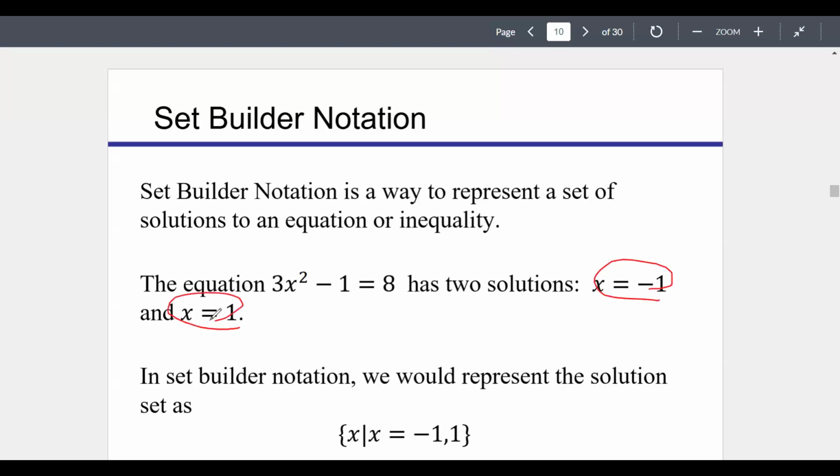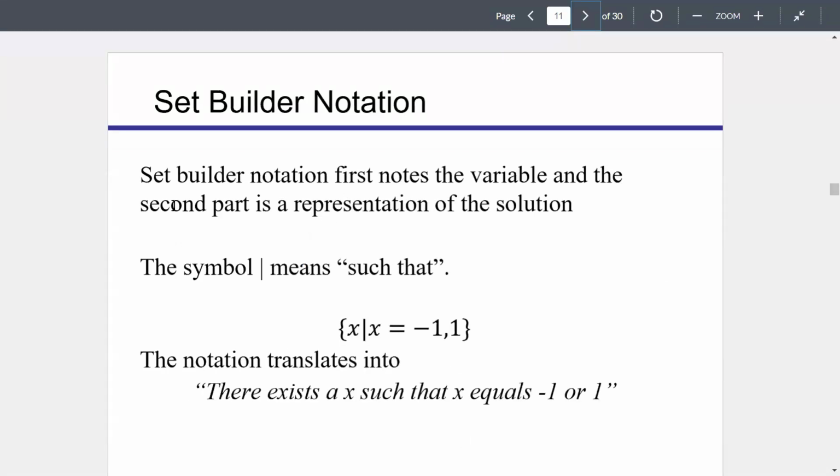x equals -1 and x equals 1 are both solutions to that. In set builder notation, we would write this as x, this bar, x is equal to -1 and 1. It seems like a bunch of extra work, but we use set builder notation for more complicated solutions later on.